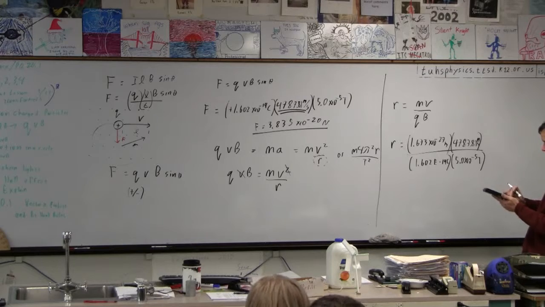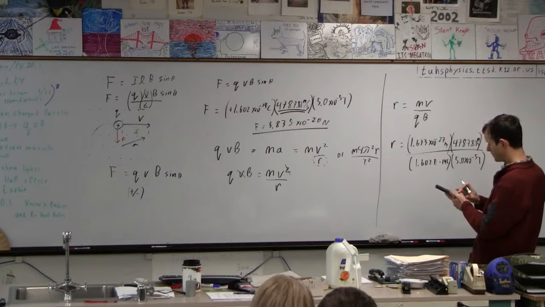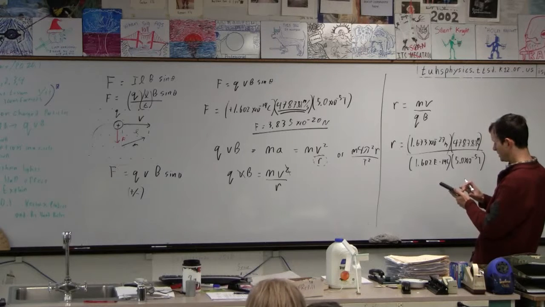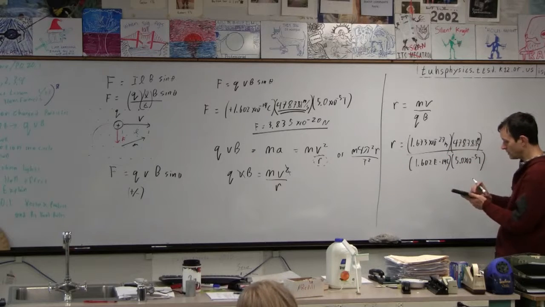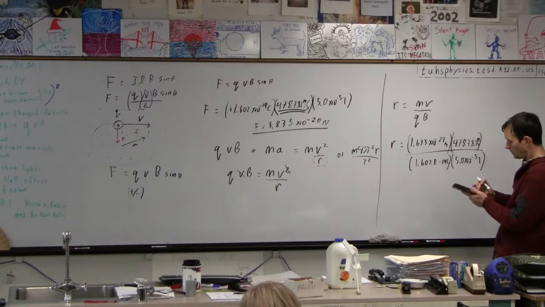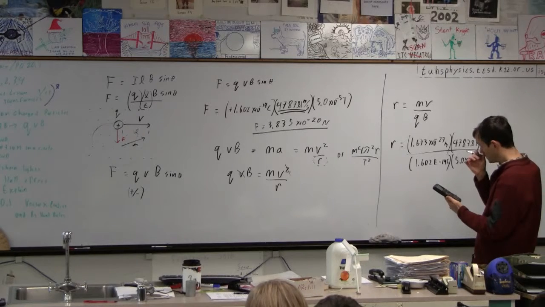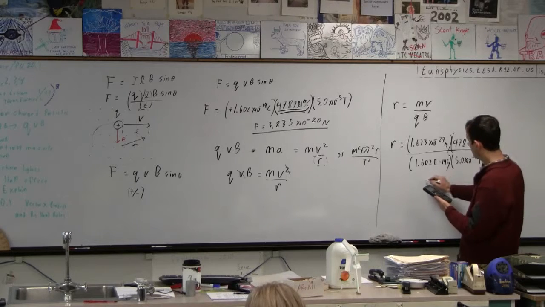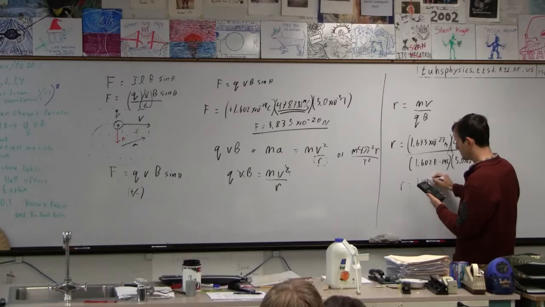1.673 E minus 27 times 4787.81. It'd be kind of weird if this came out like to some even number. Divided by 1.602 E minus 19. Divided by 5E minus 5. Oh my God. Almost. It's like 1. R equals 1.0000000.